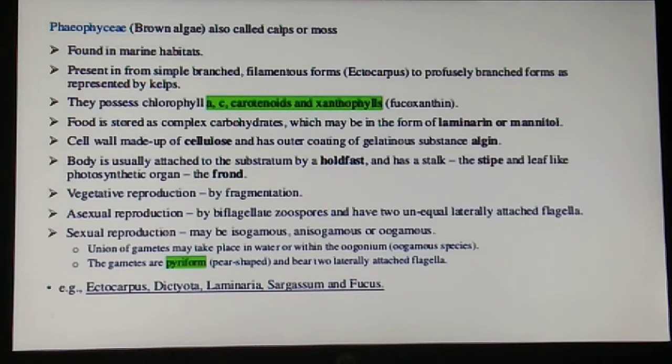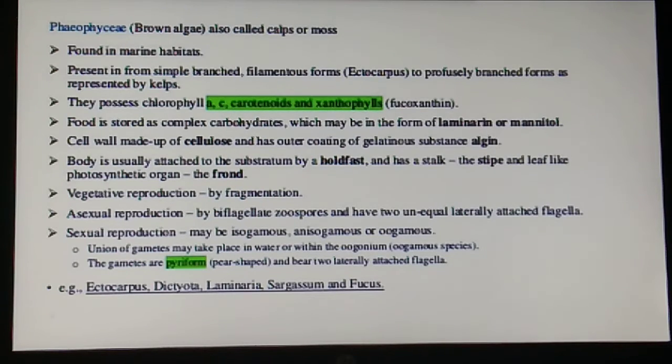So bi means two. They have two flagella which help them in movement, and have two unequal laterally attached flagella. So they have two flagella, no doubt in this. We have already discussed they are biflagellate zoospores, but their flagella are unequal. So one will be small and another one will be larger in size.